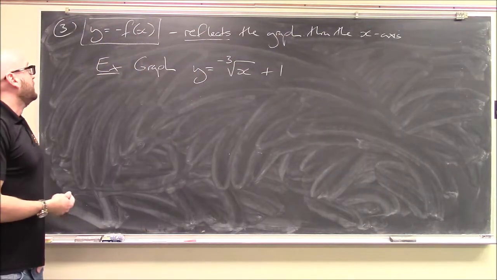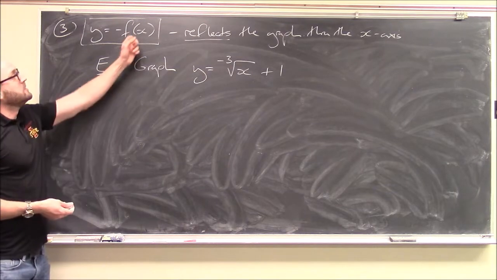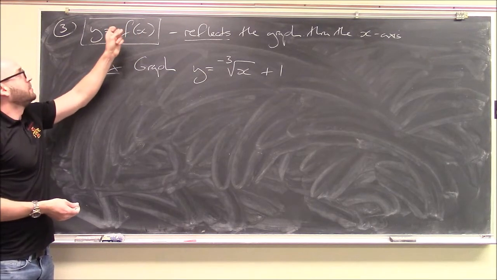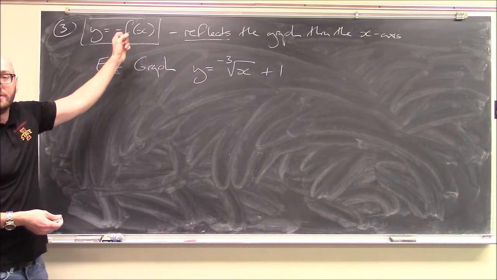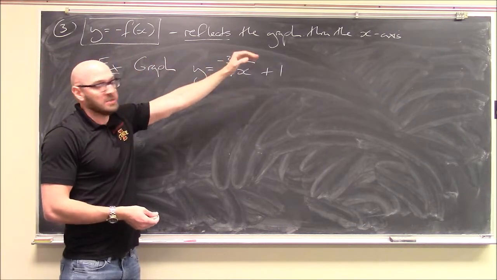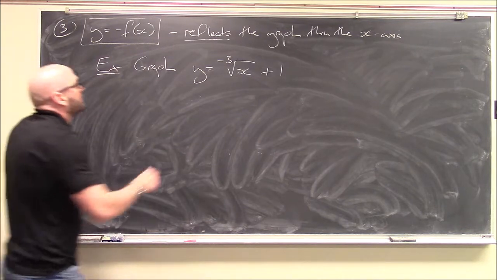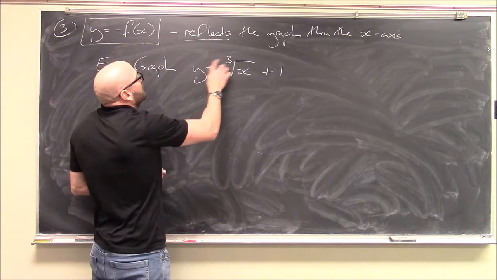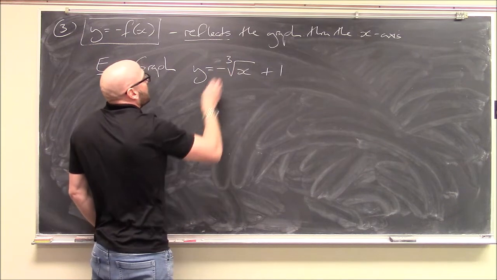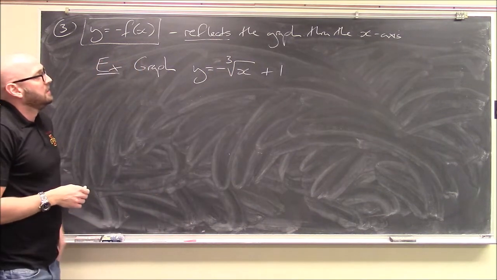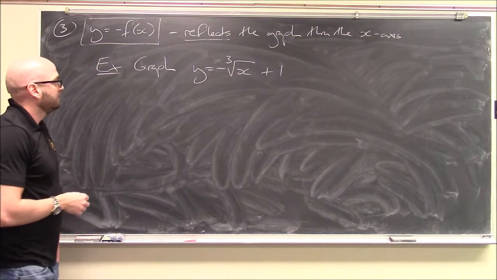Here's our third transformation. We take our entire function, y equals f of x, and we multiply the whole thing by minus 1. And what does that do? That gives us a reflection of the graph through the x-axis. So here's the example. Let's draw the graph of negative cube root of x plus 1.